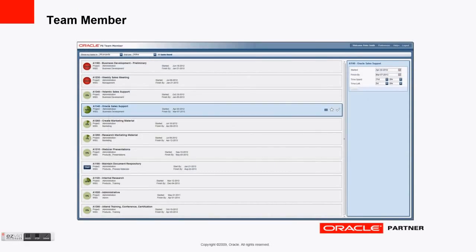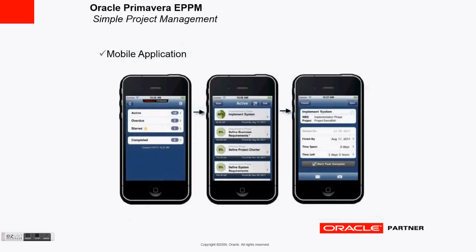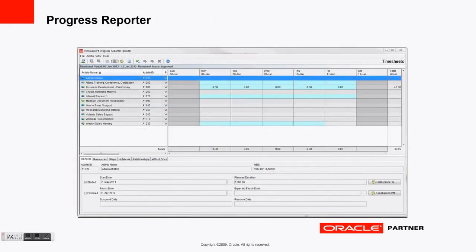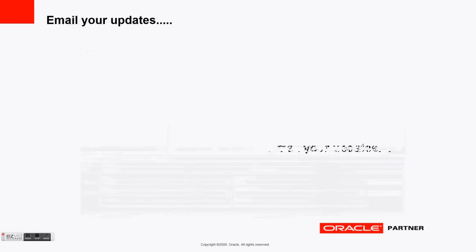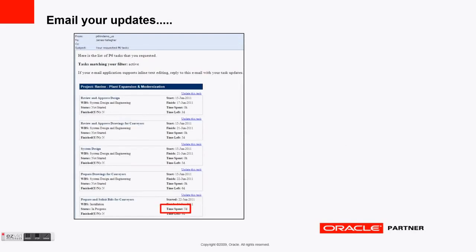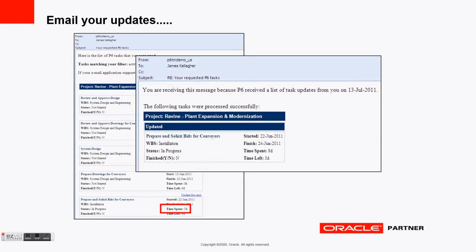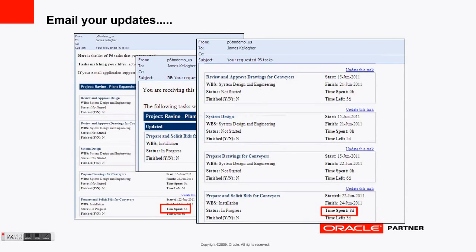Track the progress and collect easy progress updates through a number of means. Team Member tracks it like a to-do list and is also available on a mobile device. Or track your progress in a timesheet manner with Progress Reporter, where you're tracking the hours for each activity on a daily basis. Or email your updates and update your project conveniently from your Outlook.